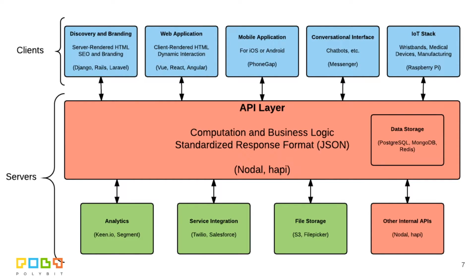So what I'm putting forth here is that the traditional web server, the Django, the Rails, the Laravel, that's serving your static assets should actually be considered a separate client. And it should communicate with your API layer through the back end. And like I said, the API layer should be your sole gatekeeper for your data layer.